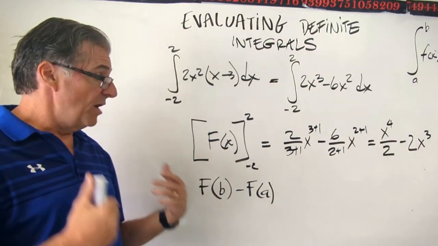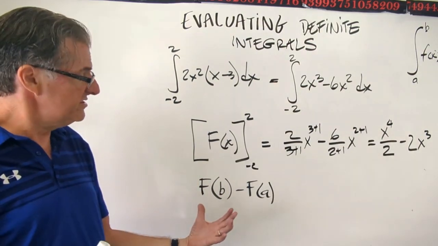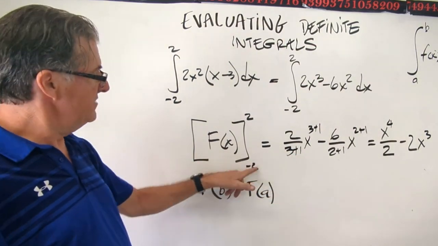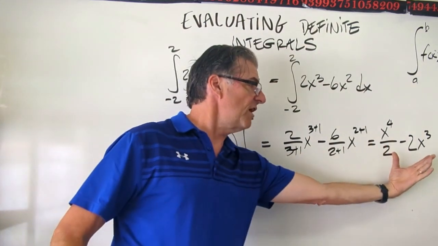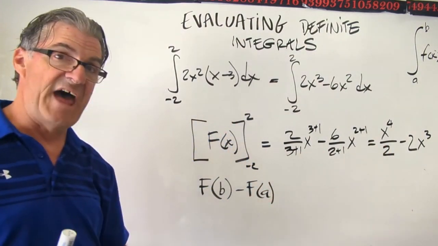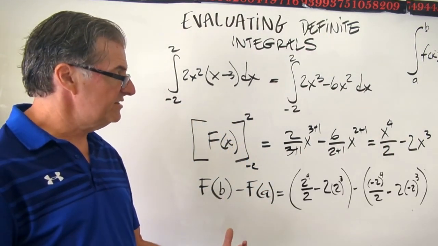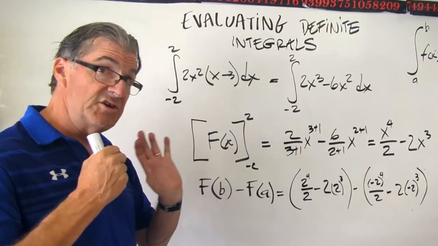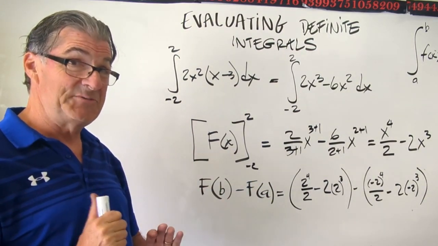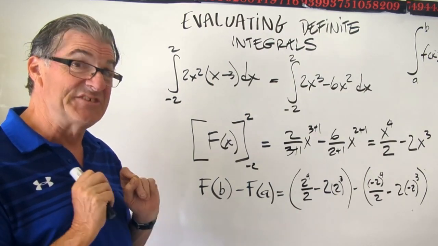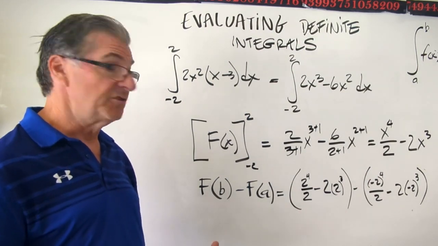So go ahead, pause the video, do a plug-in step for that. You've got your a and your b right there, -2 and 2, and now you have your function right there. So go ahead and do that. Okay, here's my plug-in step. And I really encourage you to do a nice, careful, deliberate plug-in step so you don't mess up. There's a lot of little things that you can mess up here that'll affect your result.